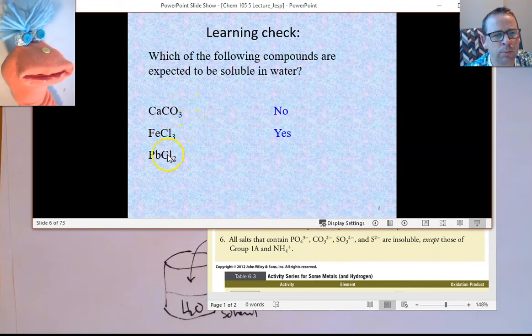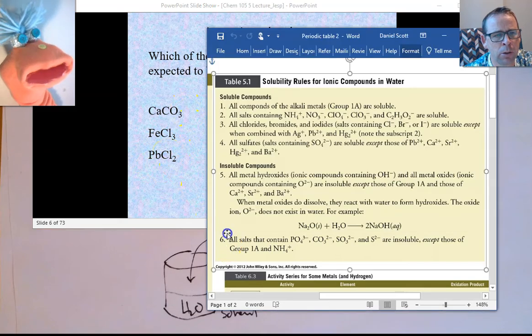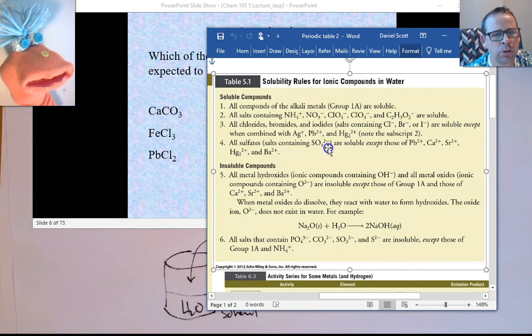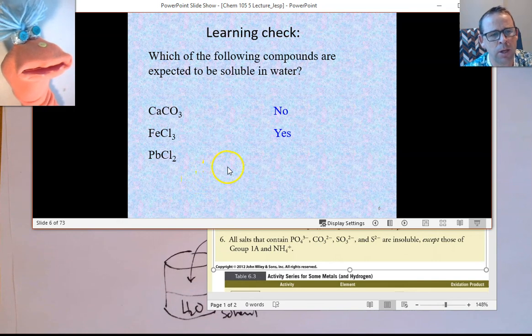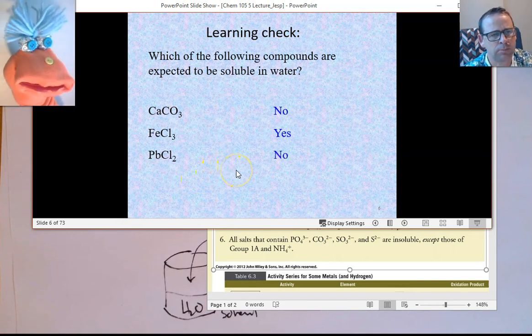How about lead chloride? It should be soluble. Read that one again. Chlorides and bromides are soluble. Okay, what about the exceptions? Oh, except silver, Pb. So no, this one is not soluble. Very good. Not soluble. Excellent job.